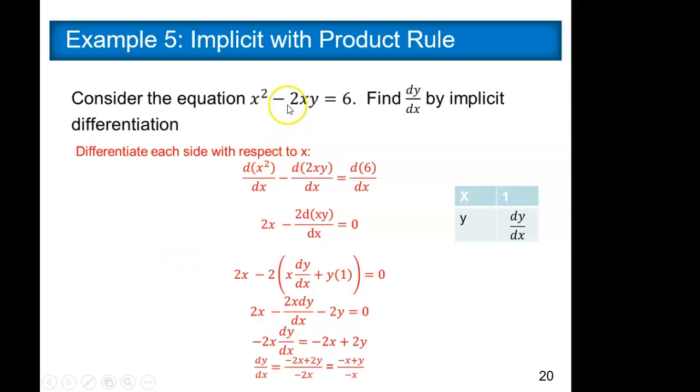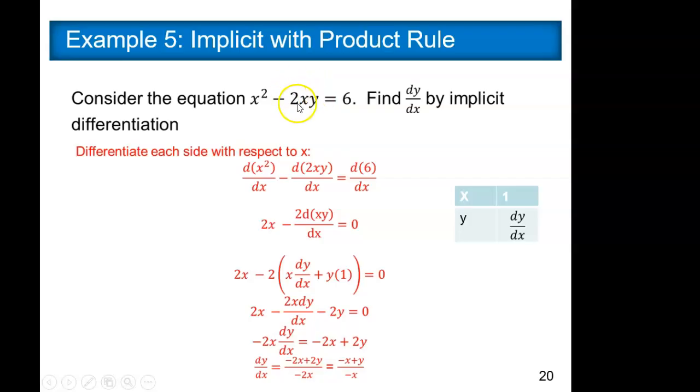Okay, I wanted to show you one that involves the implicit rule with the product rule. So here, looking at this, it is definitely defined implicitly, and we're asked to find dy dx, so we'll have to do that by implicit differentiation. So if I take the derivative of this, that's pretty straightforward. That's just 2x.